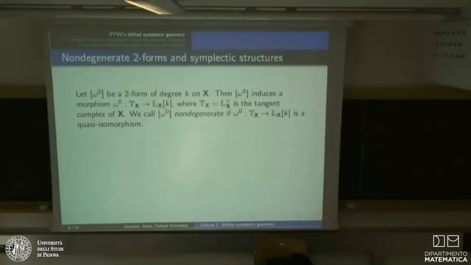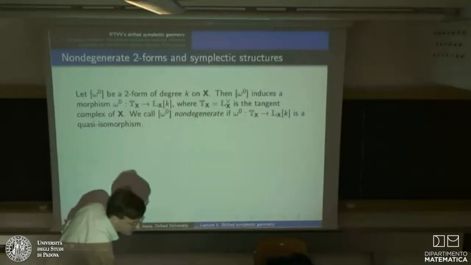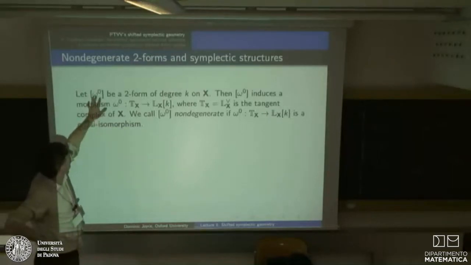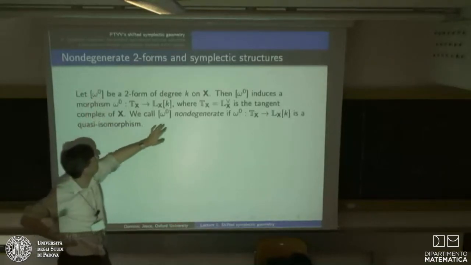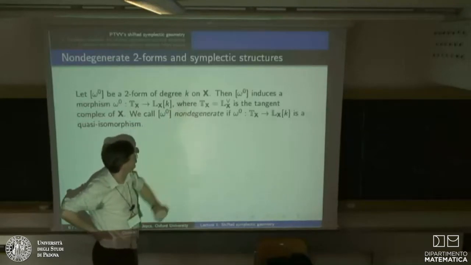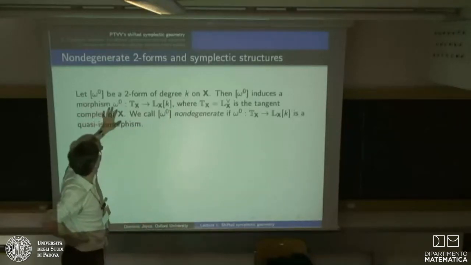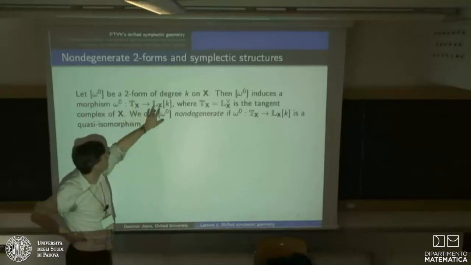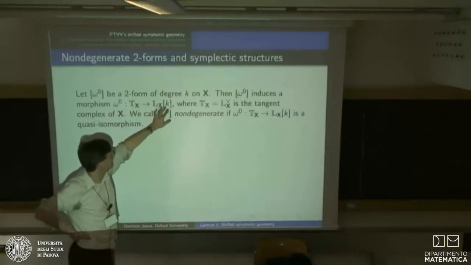Okay. So now we know what we mean by a form and a closed form on a derived stack. Now we're aiming to define the idea of symplectic structures, which of course are closed forms which are non-degenerate. So let's talk about non-degenerate two-forms. Let's take omega 0 to be a two-form of some integer degree k on X. Then this induces a morphism from the tangent complex, TX, into the cotangent complex, LX, shifted by k.